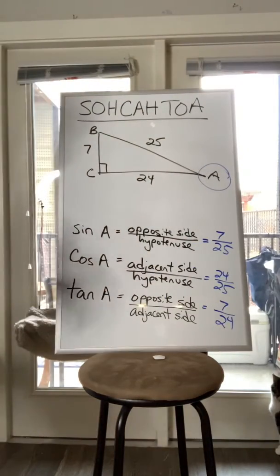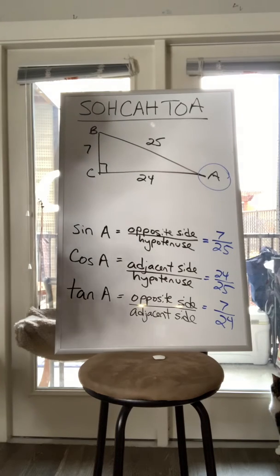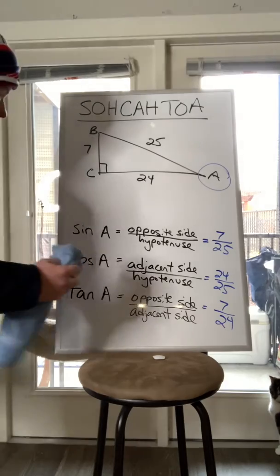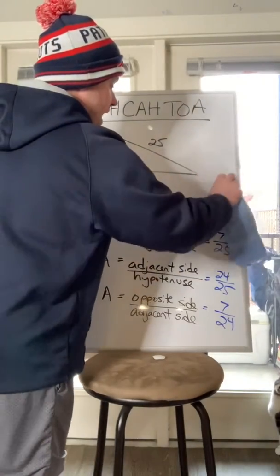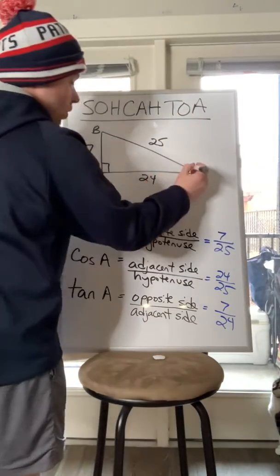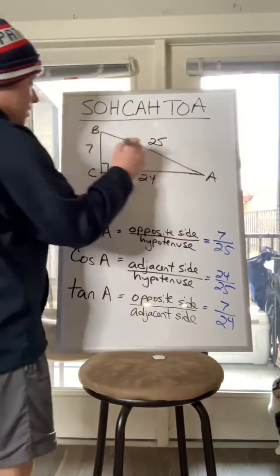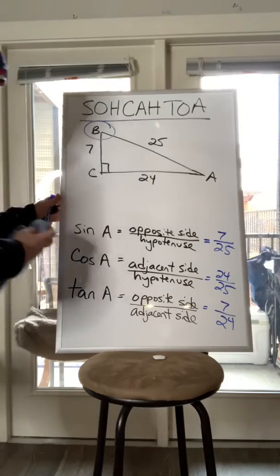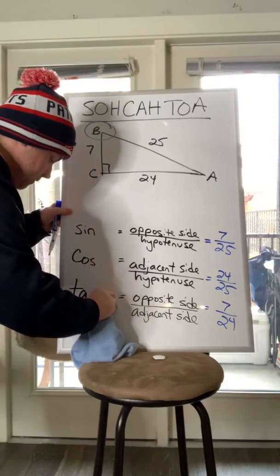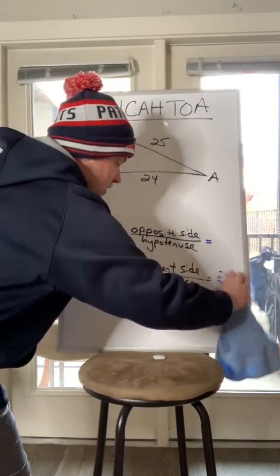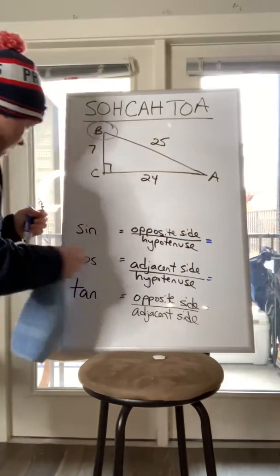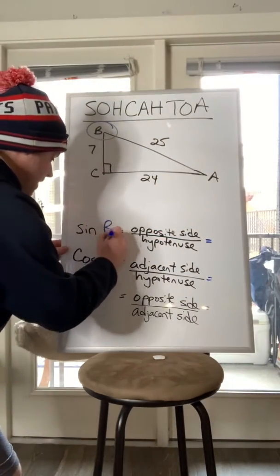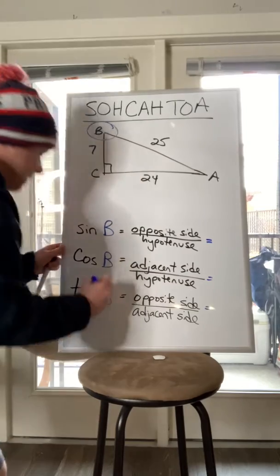All we're doing today is getting used to writing the ratios. That's it. Okay? Now, instead of talking about angle A, what if we're talking about angle B? What are the ratios for angle B? Okay, so let's change this a little bit. If we're talking about angle B, sine of B, cosine of B, tangent of B.